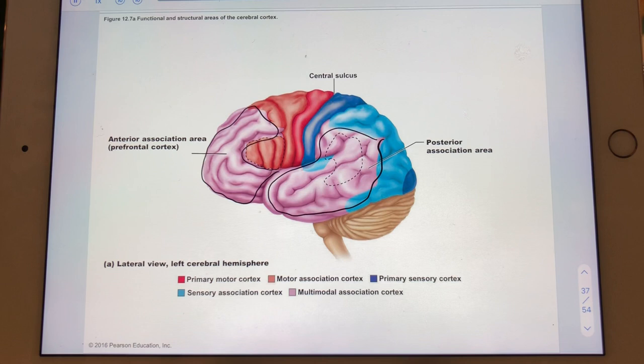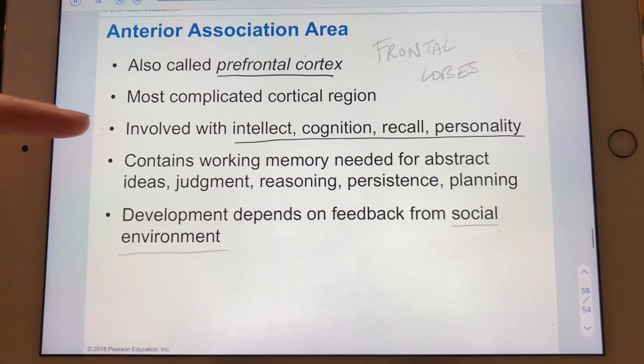The anterior association area is also called the prefrontal cortex. I don't care which term you use. So if you typed prefrontal cortex on an exam, that's fine. Or if you prefer anterior association area, that's fine. I get it. Okay. These are major integration areas. But this particular multimodal region is concerned with intelligence, cognition, understanding, recall, your sense of personality, your judgment, your reasoning, your motivation even, okay? And it is therefore very much sculpted by your social experiences.